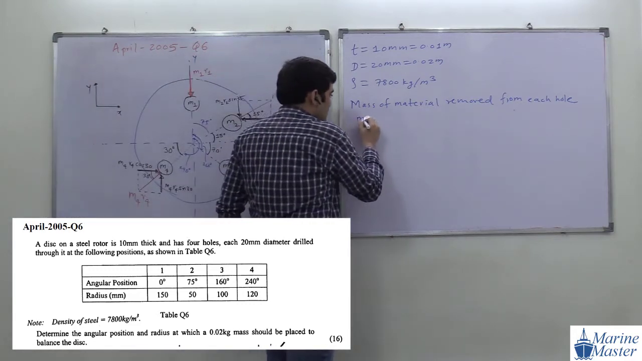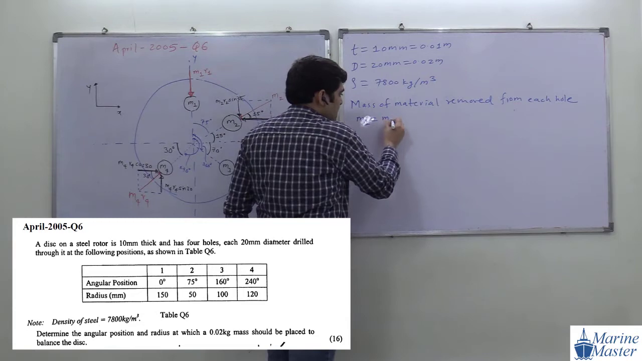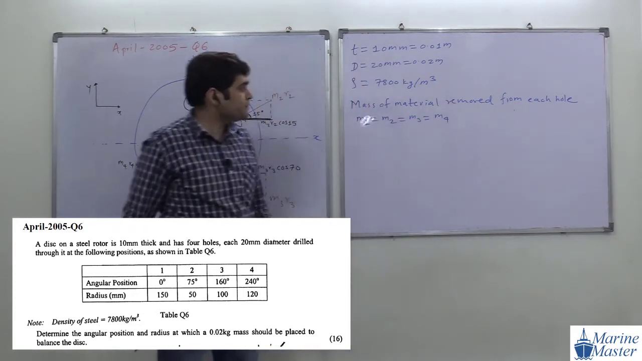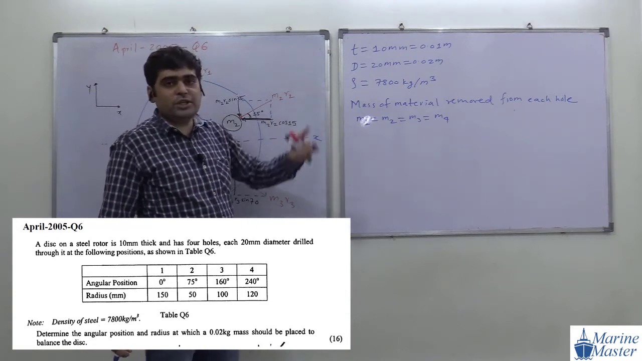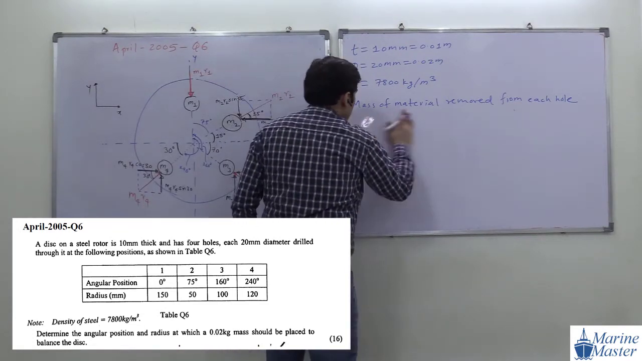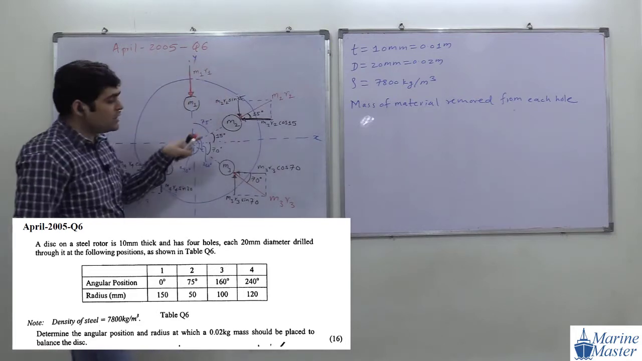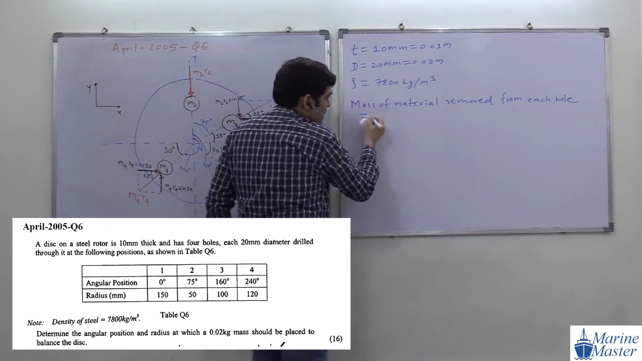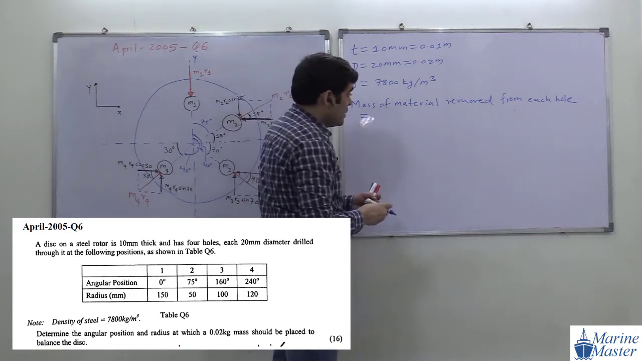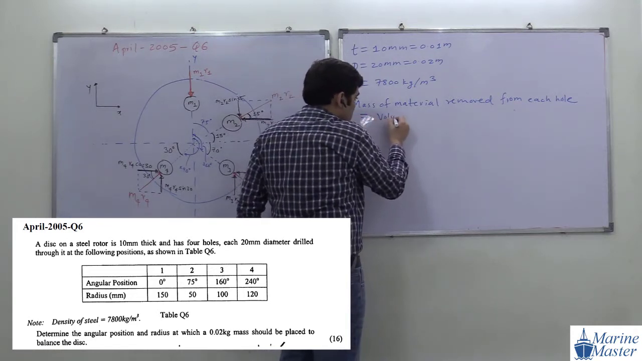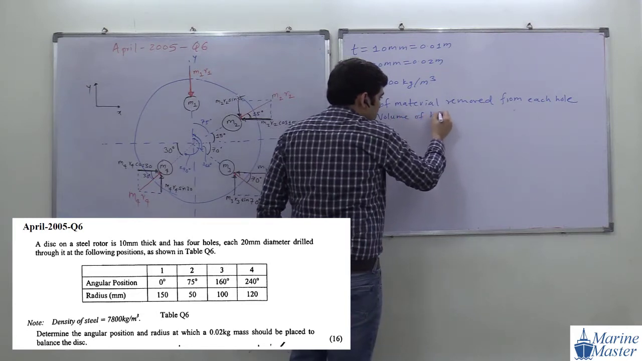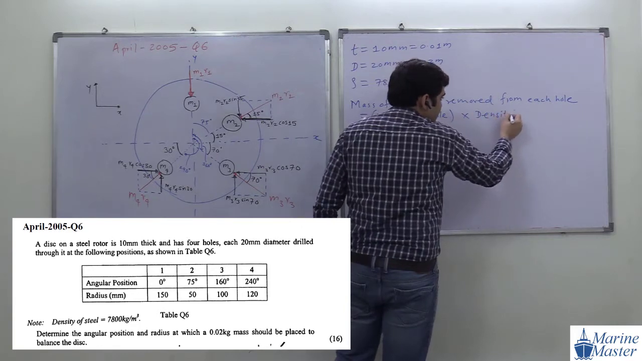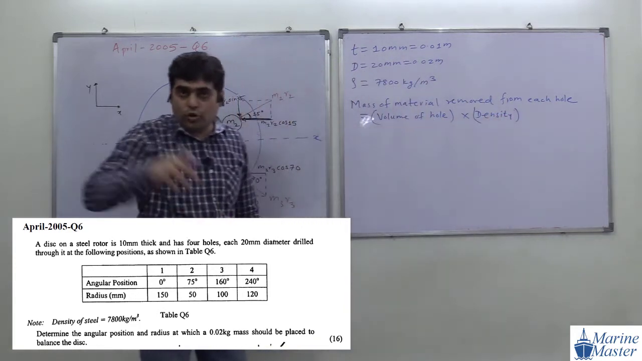That is M1 mass removed, M2 mass removed, M3 and M4 as well. So mass of material removed from each hole. M1 is the mass removed from the first hole, M2, M3 and M4 similarly. Okay guys, are you getting my point? So how to find out mass? Volume of hole into density.